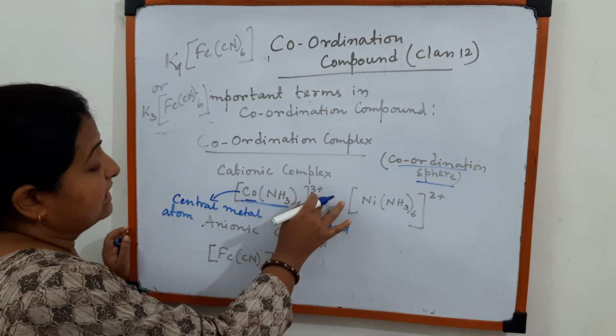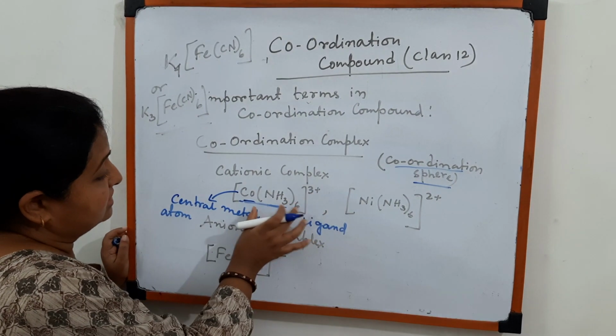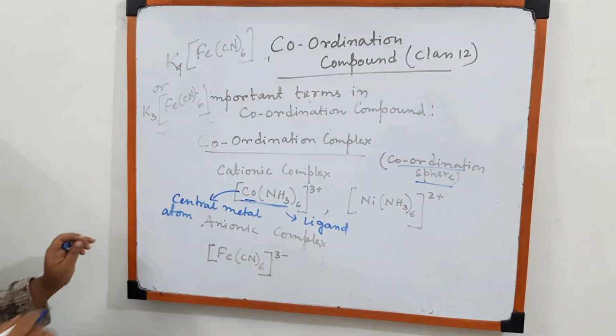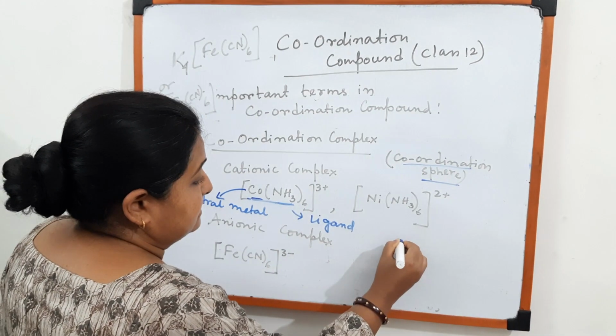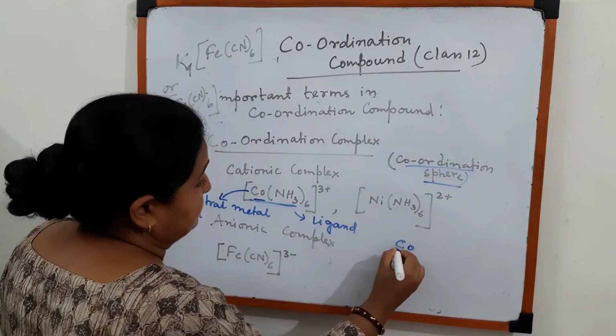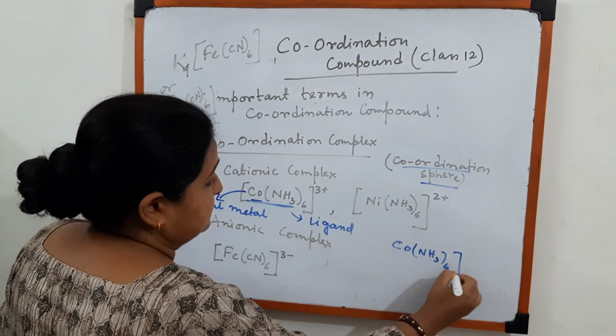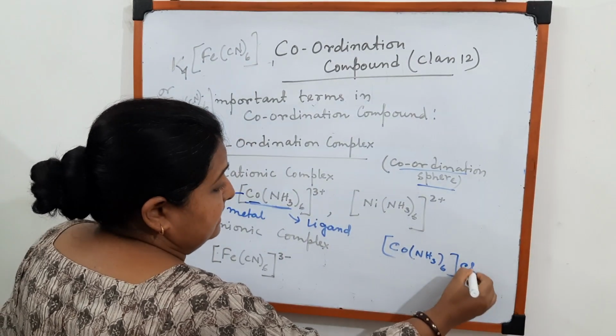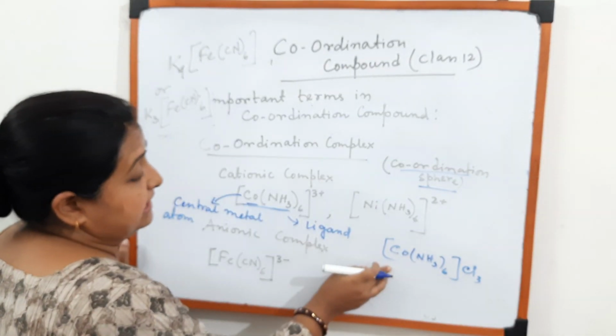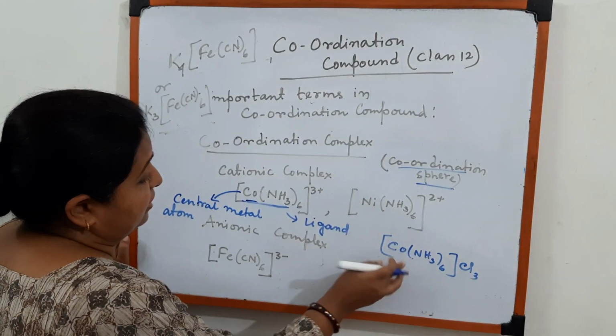That means the counter ion of this structure should be an ion. Like that. Just see the complete structures. That is cobalt, NH3 whole 6, Cl3. So this is the cationic sphere or cationic complex.